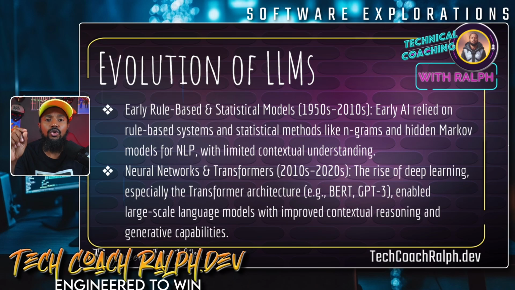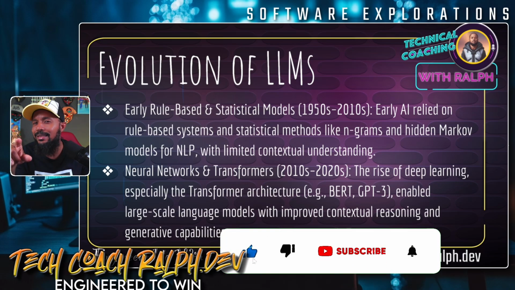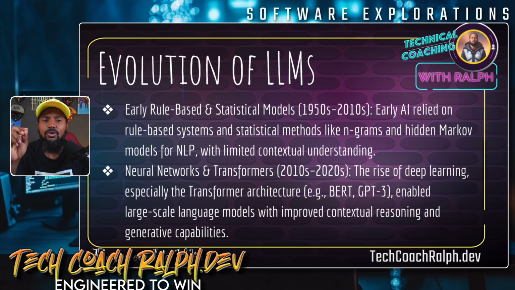And then we move over into the neural networks and transformers, the 2010s to the 2020s. You see how fast this stuff starts to evolve? Between the 1950s and 2010s, we have the early rule-based and statistical models. That is about 60 years, right? And then within a span of 10 years, we have the neural networks and transformers. So the rise of deep learning, especially the transformer architecture, for example, BERT, GPT-3, enabled large-scale language models with improved contextual reasoning and generative capabilities, right? So within 10 years, we got this far.